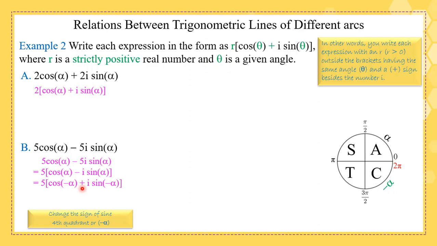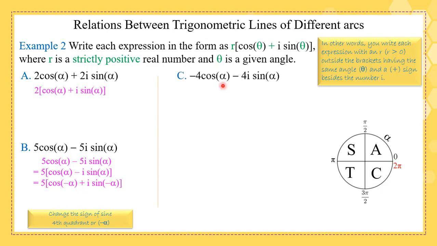So what do we do? We try to find a quadrant where the cosine is positive and the sine is negative, and this would be in the fourth quadrant, and this is represented by minus alpha, so we change the angle alpha into minus alpha.